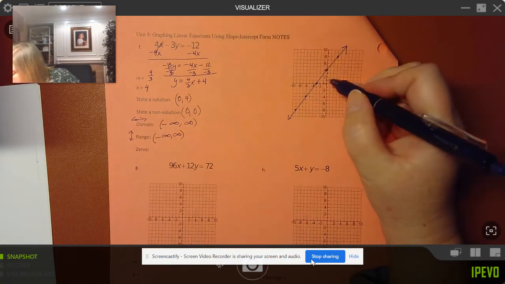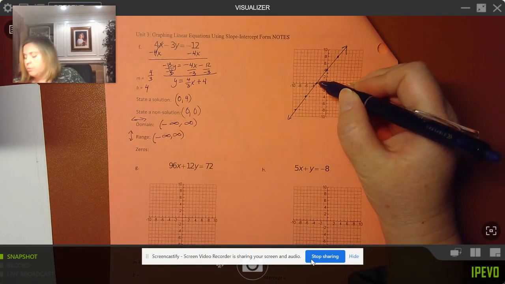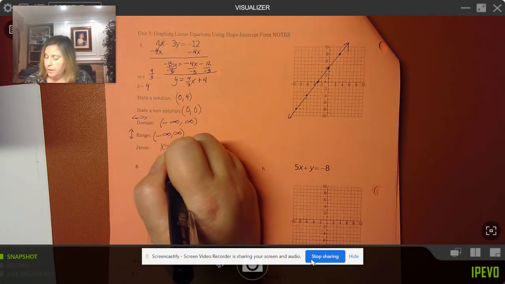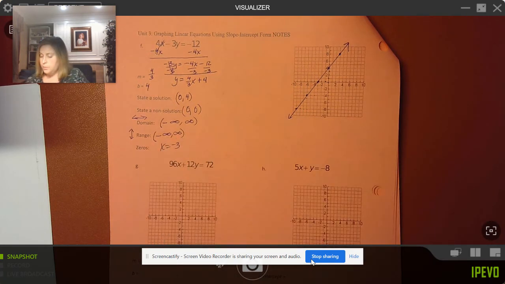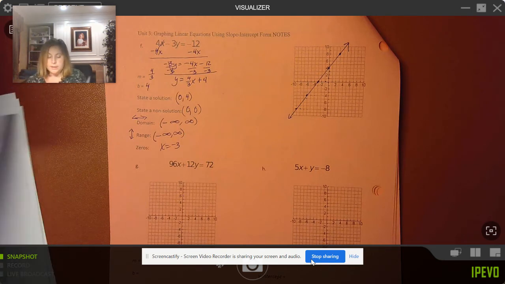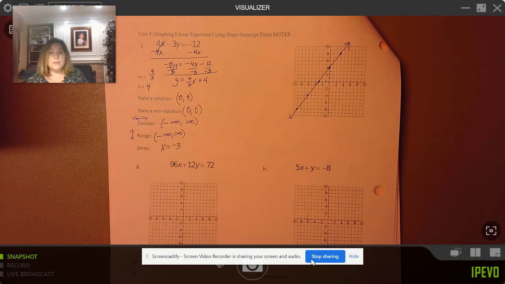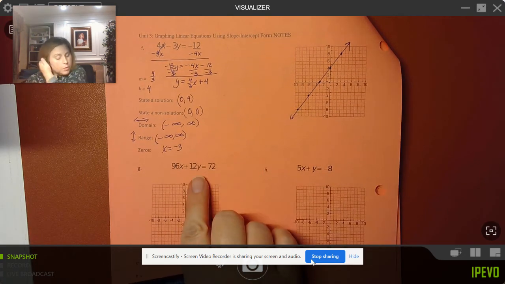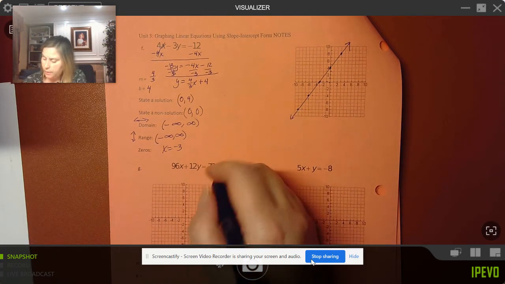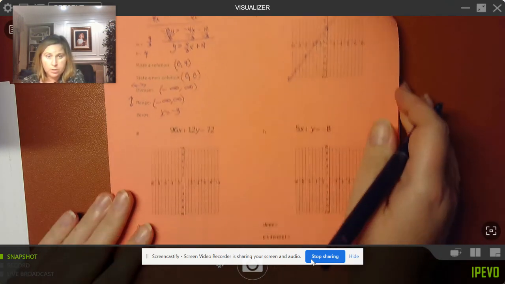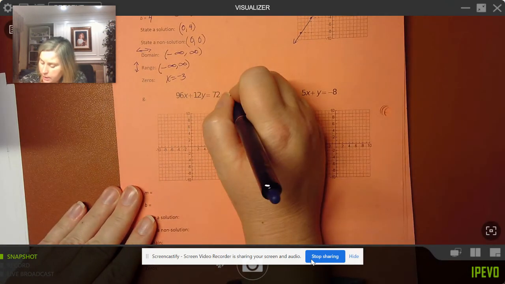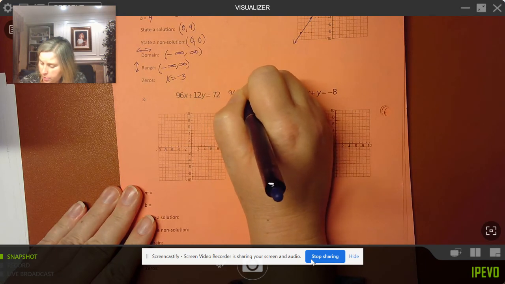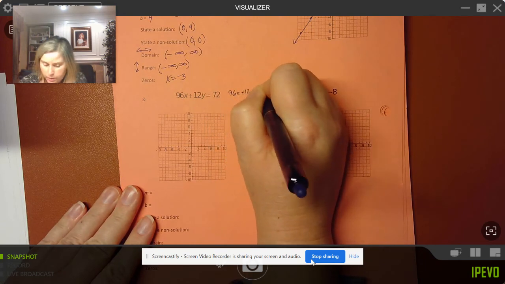Zeros: this goes through the x-axis exactly at negative 3. So x equals negative 3. All right, and so then letter G, we have 96x plus 12y equals 72. This is not in standard form, so we do want to make sure we write it in standard form. There's not a lot of room to work here, so I'm just going to write it a little smaller to the right here. So 96x plus 12y equals 72.